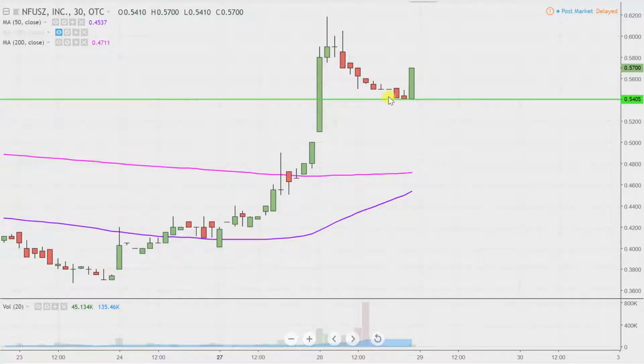You can see several times this afternoon the bears try to press down through 54 cents. But to give credit where credit's due, the bulls did a great job of holding strong right there. So yeah, definitely going forward, if the price can maintain and continue to stay above 54 cents, that would be a great sign of power.